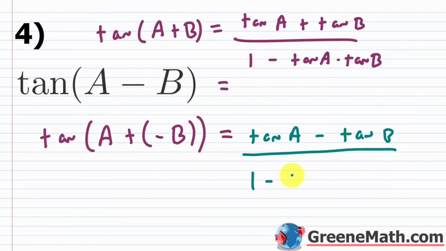So then this is over 1 minus the tangent of A, and then times, in this case, the tangent of negative B. So here's where you get another sign change. Because this is the tangent of negative B, again, you can use your negative angle identities and say this is the negative of the tangent of B. So just pull that negative out. So this would now be a plus. So our formula becomes the tangent of A minus the tangent of B over 1 plus the tangent of A times the tangent of B.